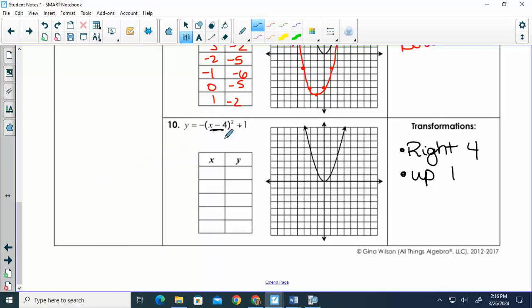Our vertex. What's the x value of the vertex? 4. It's kind of like saying what makes the inside of this parenthesis 0. Okay, it's just a 4. And the y value is 1. How do we get the rest of our points? Put it in our calculator. So go to your y equals, put in your equation, and then go to your table.